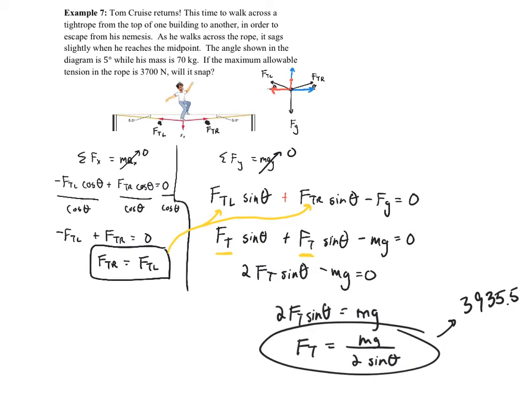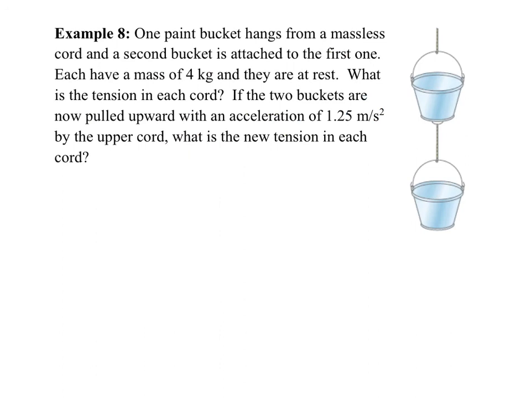3,945.48. Agree? Disagree? So what happens? He's done, right? The maximum tension is 3,700. That rope snapped. Luckily, though, of course, he's got some sort of a parachute. He pulls it out and he saves. All right. Happy day.